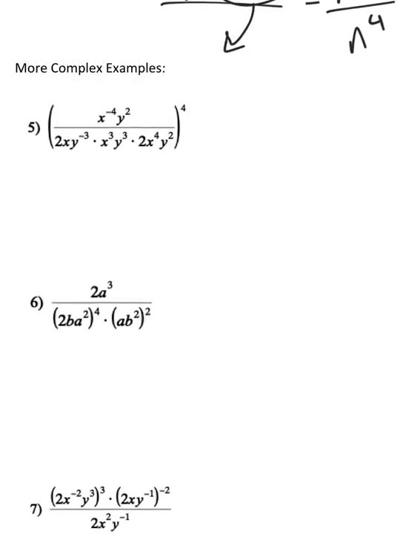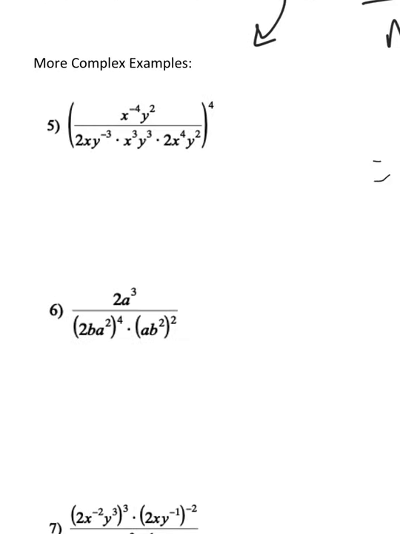You can apply these on a few examples here. The first property I see is that I need to make sure everything in these parentheses gets the power of 4. Again, you're taking powers to powers most often here. So we would have x to the negative 4 times 4, x to the negative 16th, y to the 2 times 4, y to the 8th.